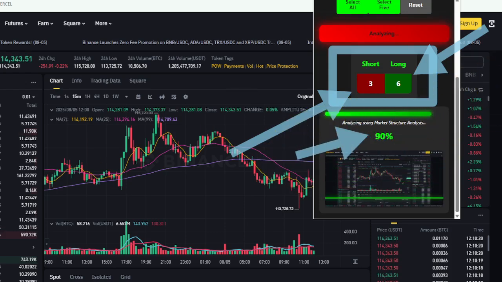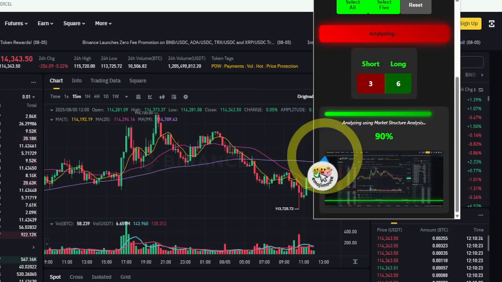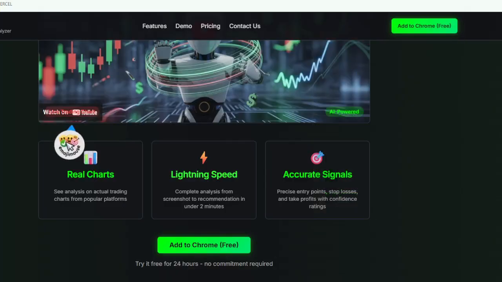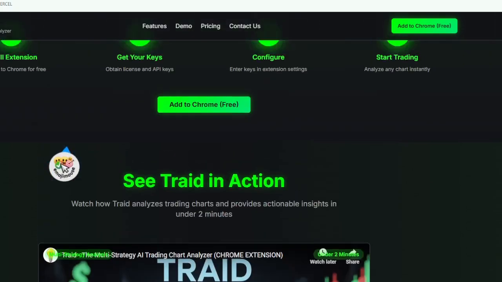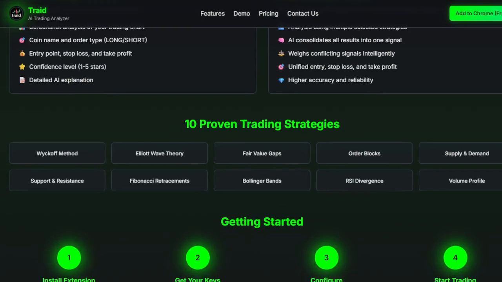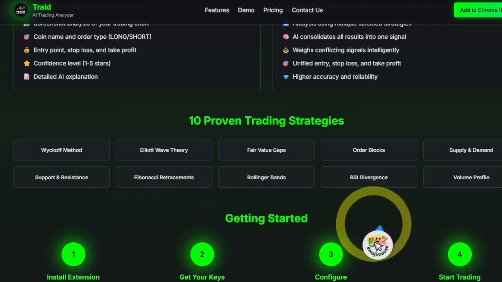And it's using those 10 proven trading strategies. You mentioned that list. Can we touch on what those are? Because it's not just basic stuff, right? No, definitely not. It's quite a sophisticated list. You've got things like the Wyckoff method. Okay, heard of that one. Market cycles. Right. Then there's Elliott wave theory. Ah, the psychological pattern. Exactly. Also, fair value gaps, order blocks, supply and demand zones, technical price action stuff. And then support and resistance levels, Fibonacci retracements, Bollinger Bands, RSI divergence, and even volume profile analysis.